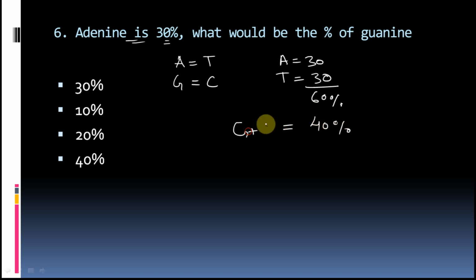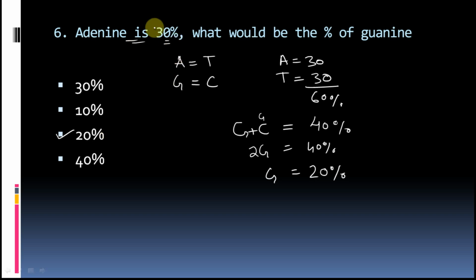So guanine plus cytosine should be 40%, and we are saying that guanine is equal to cytosine. So we can write guanine only instead of cytosine here. So 2G is equal to 40%, or you can say G is equal to 20%. So the answer for this is guanine will be how much? 20%. So this is a very easy way. You can just take it out for everyone.